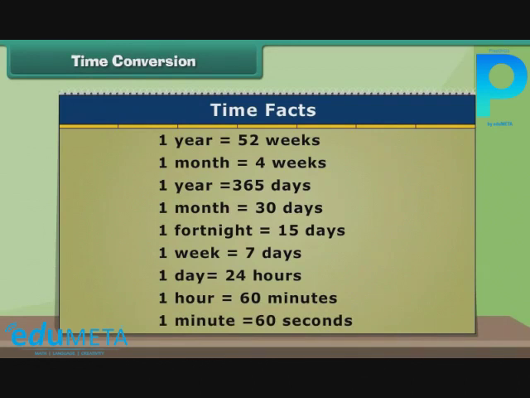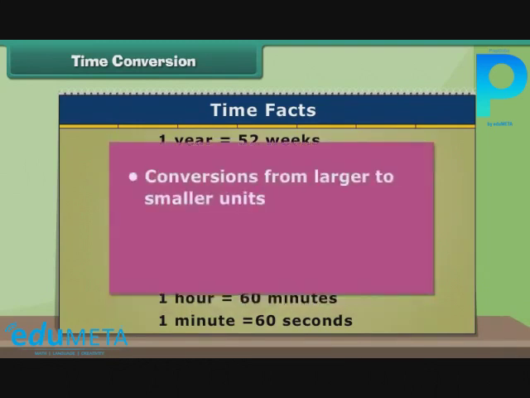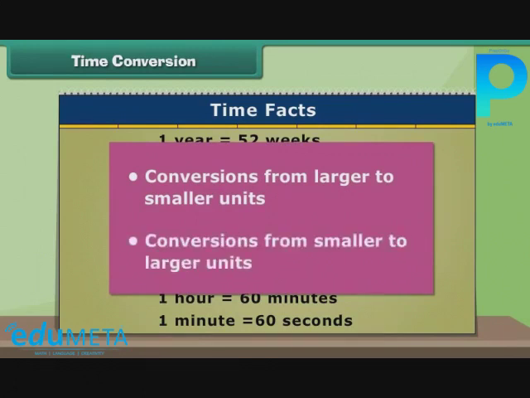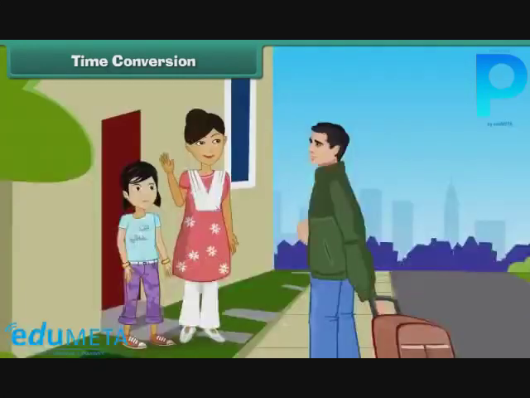Let us put these facts to use and perform conversions from larger to smaller units, and conversions from smaller to larger units. Larger to smaller units. Rashmi's father has left for Dehradun. He will be there for a week and 7 hours. Express his stay in Dehradun in hours.